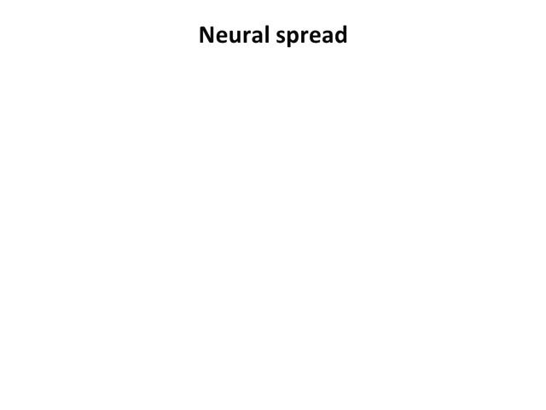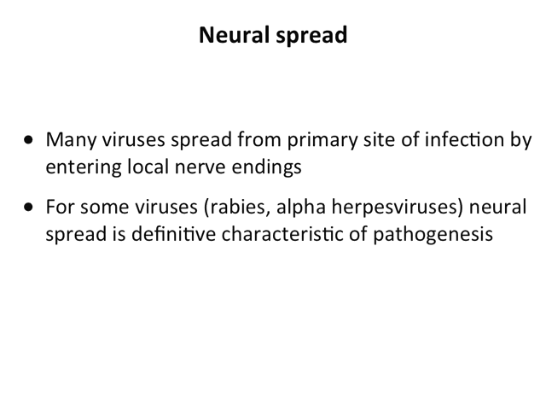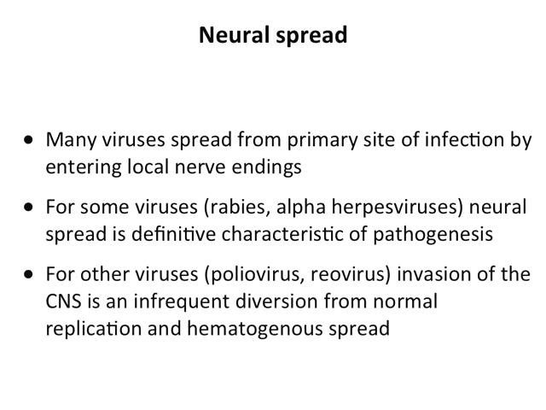Now we can also spread via neural routes. It's called neural spread. Many viruses spread from the primary site by entering local nerve endings. You have nerve endings everywhere, of course, and why not? Why can't a virus get in it? And for some viruses, this spread is an essential part of the pathogenesis, like rabies, alpha herpes viruses. That is how they spread in you, by going through your nerve fibers. For other viruses, it seems to be an accident. Poliovirus, reovirus, invasion of the CNS is a rare diversion from the normal spread of these viruses, which is typically through the blood. But in a very few cases, in a low percentage of infections, these viruses will enter the CNS and cause problems. And we'll talk about that in more detail as we highlight specific infections later.